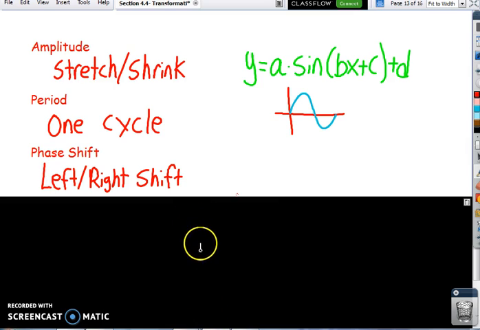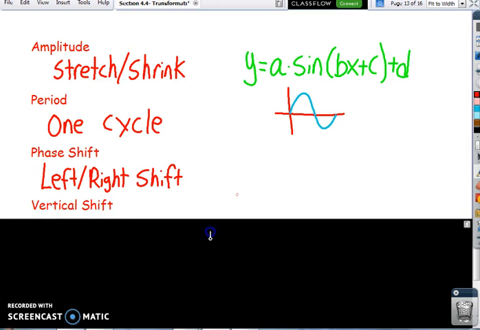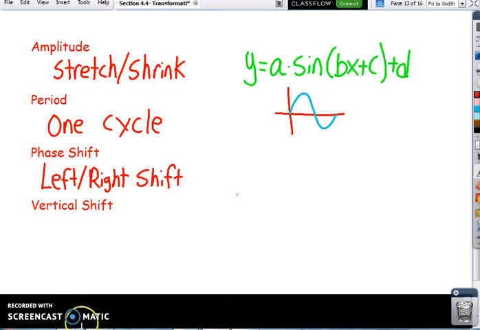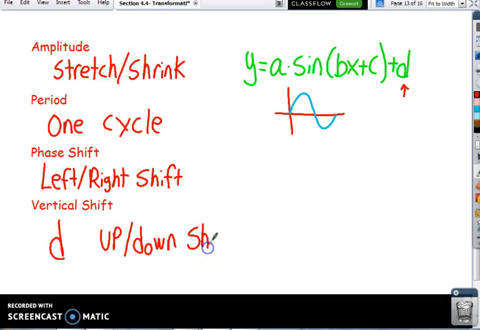And the last shift we haven't really talked about yet is a vertical shift. That is simply D. That is our D value right at the end here. And whatever that is, our up/down shift. Not to be confused with downshifting a car. But we are going to practice a ton with these in class.